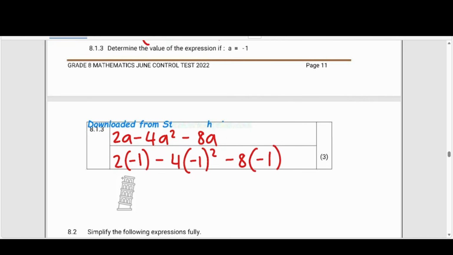Okay, so 2 times minus 1 is minus 2. Minus 4 times minus 1 squared is just going to be minus 4 times 1. Minus 8 times minus 1 is going to be positive 8. So we're going to have minus 2, minus 4, plus 8. Minus 4 minus 2 is going to be negative 6, plus 8 is going to be 2.